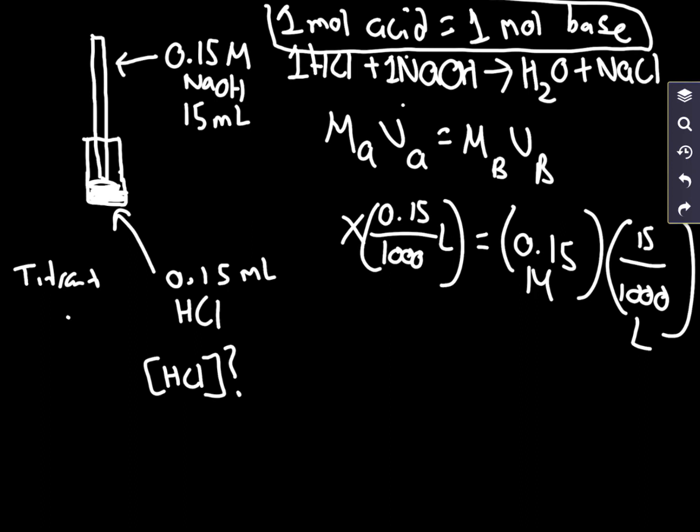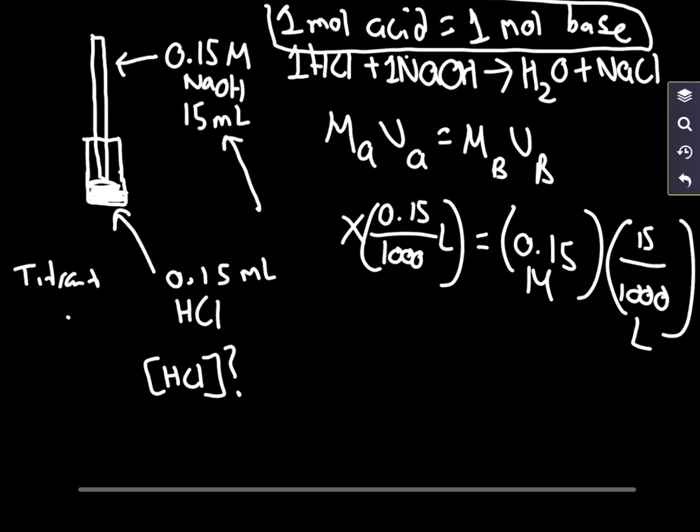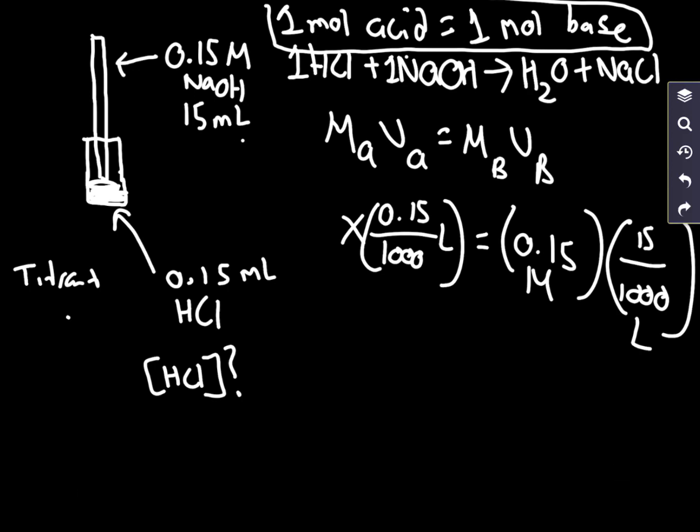So our molarity of our acid, we don't know that. We don't know the concentration of acid. Call that X. We know the volume of our acid, 15 milliliters, but we want this in liters, so we divide this by 1,000. We have our concentration of base. That's right there, and we have our volume of base. That's 15 over 1,000 liters.